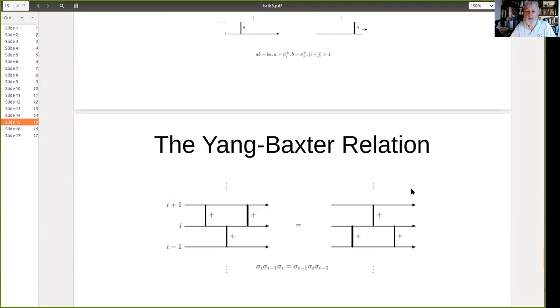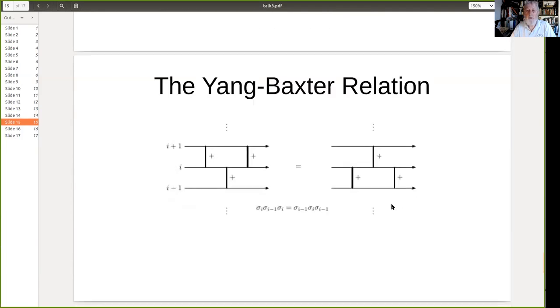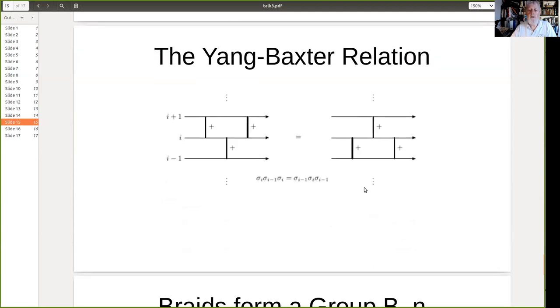And then we have another relation called the Yang-Baxter relation, and I will try and indicate why that works. This is a cubic relation: sigma i times sigma i minus 1 times sigma i is the same as sigma i minus 1 times sigma i times sigma i minus 1. It's represented by this kind of brickwork here, which is the same as this brickwork here. So let me try by annotating if I can draw that.